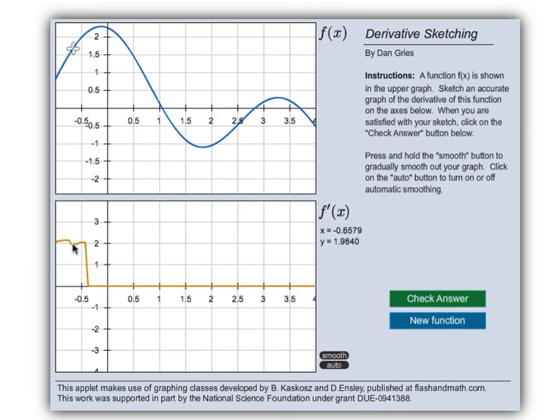And then what we can see is we're sort of leveling off until we get near here, where our graph has a slope of 0 again. So we can just click and drag and hold this and smooth it out a little bit here. And then here we have to start being negative.